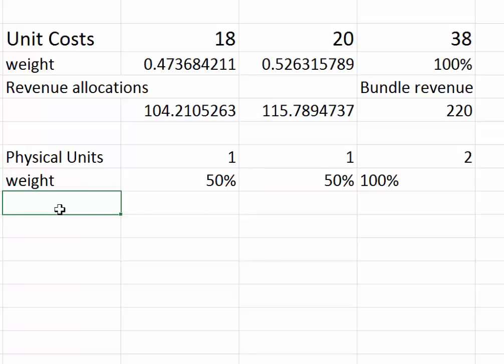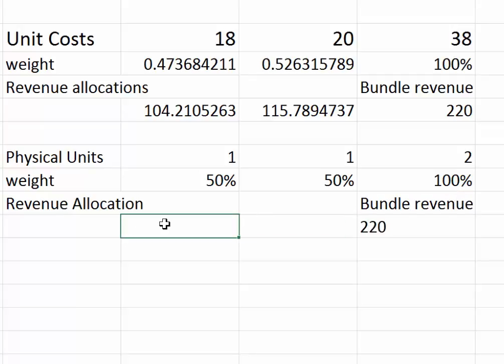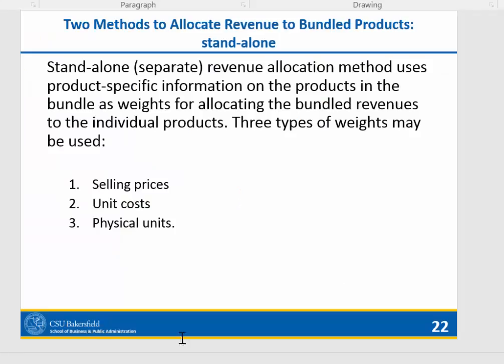So when we come to the revenue allocation, the bundle revenue, which is 220, all we have to do is multiply 220 by 50%. I don't even have to use a calculator. You just split, right? You get 110 for each. So that's all about this particular example. Let me get back to the slides.